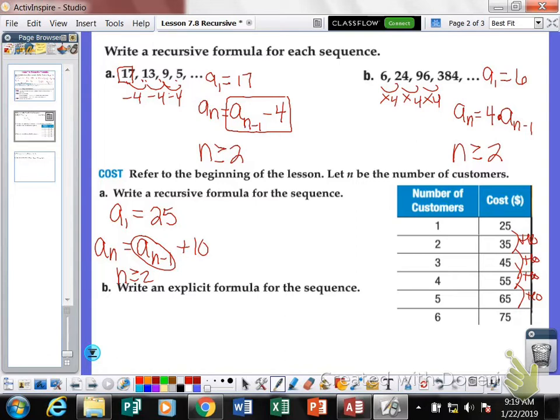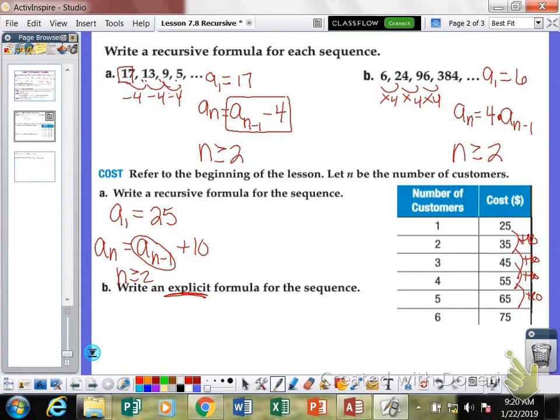The only thing you can't do with this formula is find, what if I wanted to find the sixth term? I can't just substitute a 6 in because I need to know what the fifth term was. So you kind of have to keep going: the first term, second term, third term, fourth term. And that gets a little lengthy, which is why in part B now, we want to write an explicit formula. So once we have a recursive formula, we can write an explicit formula to help us get to the 100th term maybe. Instead of sitting here going previous term plus 10, previous term plus 10, 100 times, we don't want to do that.